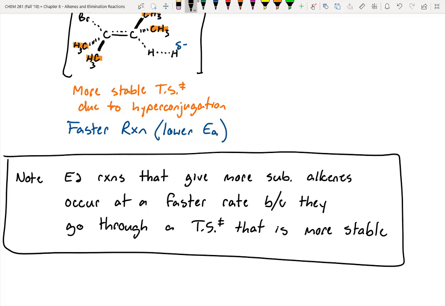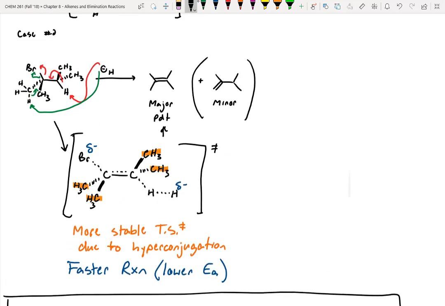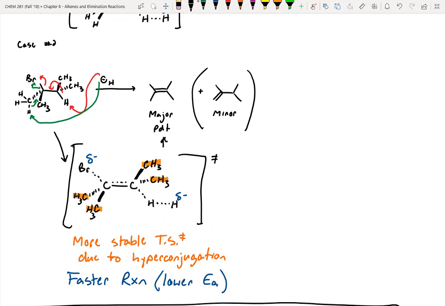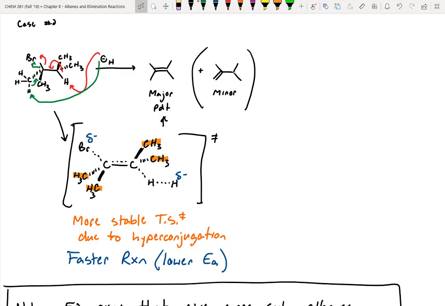A Hoffman product, by definition, is your least substituted product. But when you have a really big, bulky base, oftentimes it's your major product due to sterics. This is a little bit weird here, right? If we're looking at case 2, we invoked an argument about electronics, right?